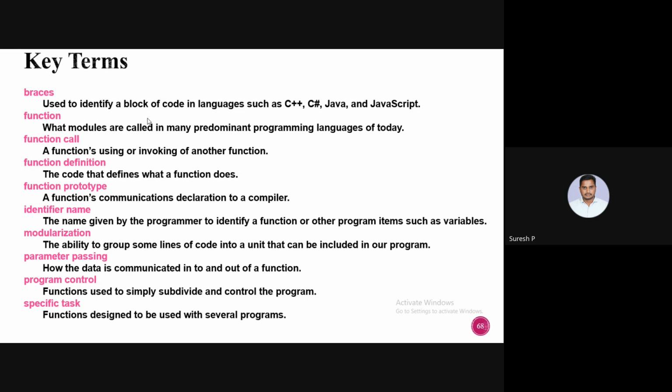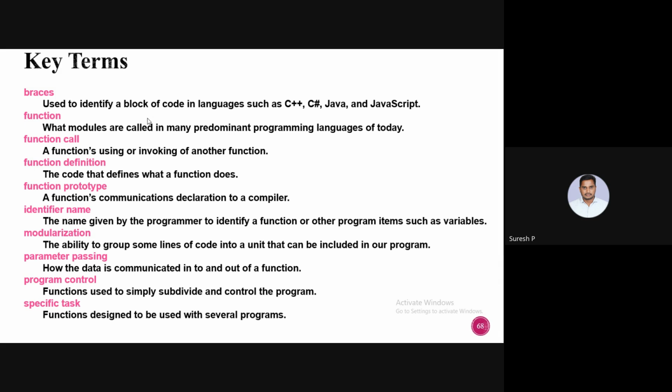Normally it will give information to the compiler. That is the information such as return type of that particular function, name of that particular function, number of arguments of that particular function, data type of that particular function. So all this information will be given to the compiler. The next one is identifier name. This is the name of the variables and also the name of the function.